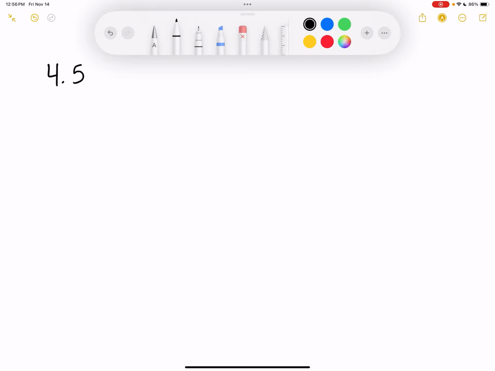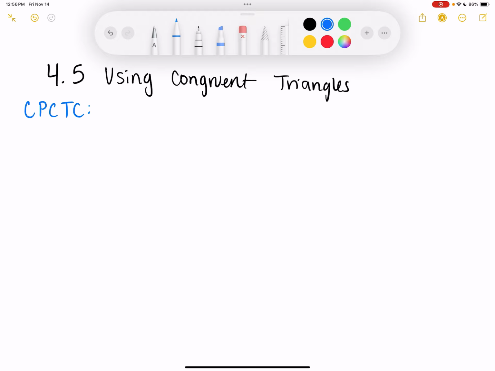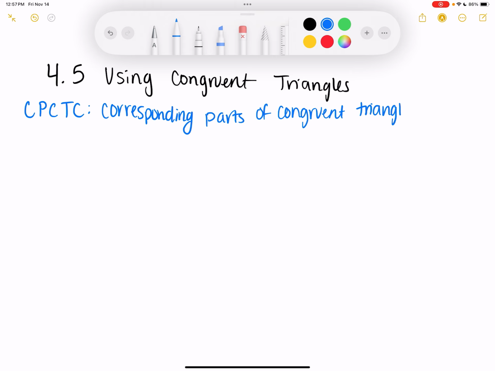All right, 4.5, using congruent triangles. I'm going to put it up here just so that you have it in your notes, this acronym that I wrote on the board yesterday: CPCTC, corresponding parts of congruent triangles are congruent.